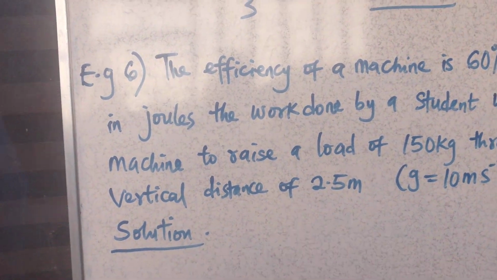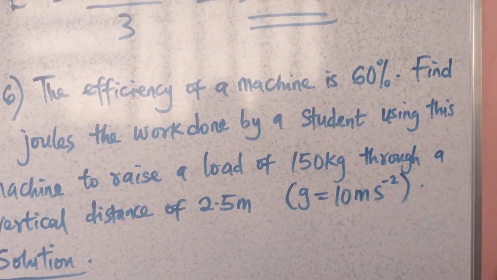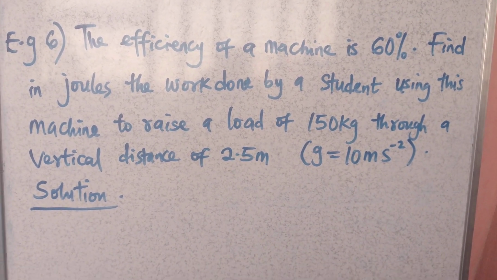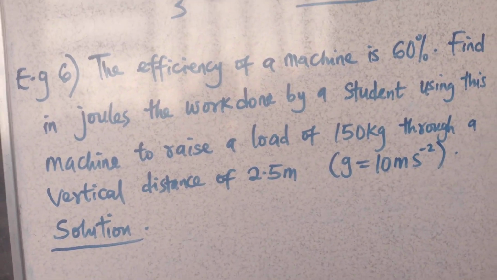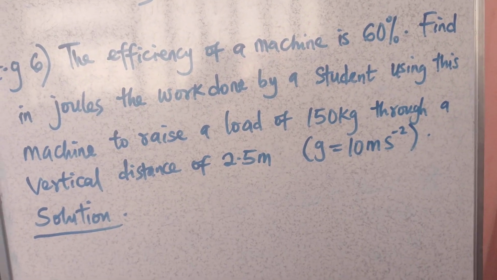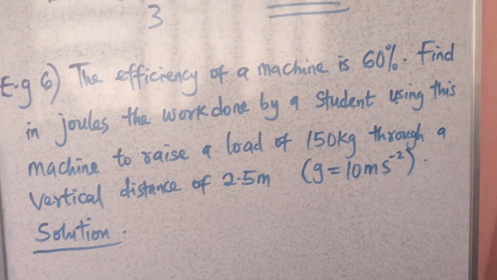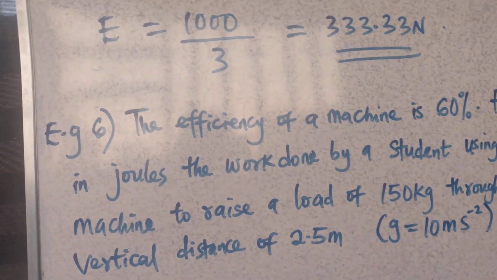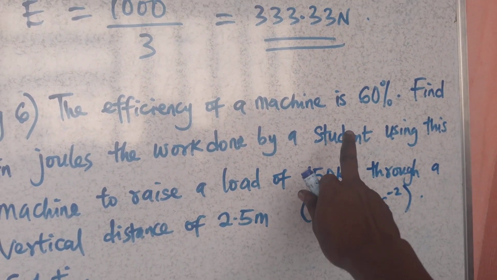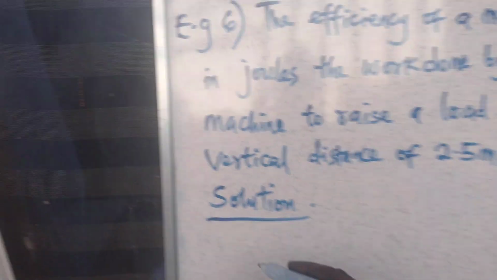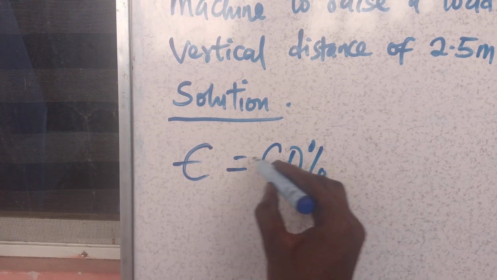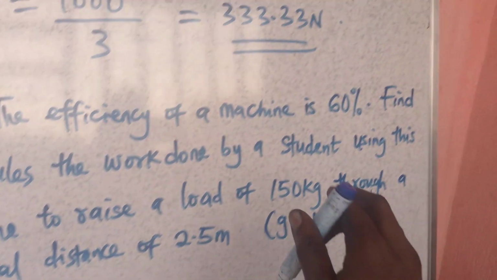Alright, we have another question on the board. It says the efficiency of a machine is 60%. Find in joules the work done by a student using this machine to raise a load of 150 kg through a vertical distance of 2.5 meters. Quickly let's look at that. We'll first list out the parameters. The first one is the efficiency of the system, which was given to us as 60%.